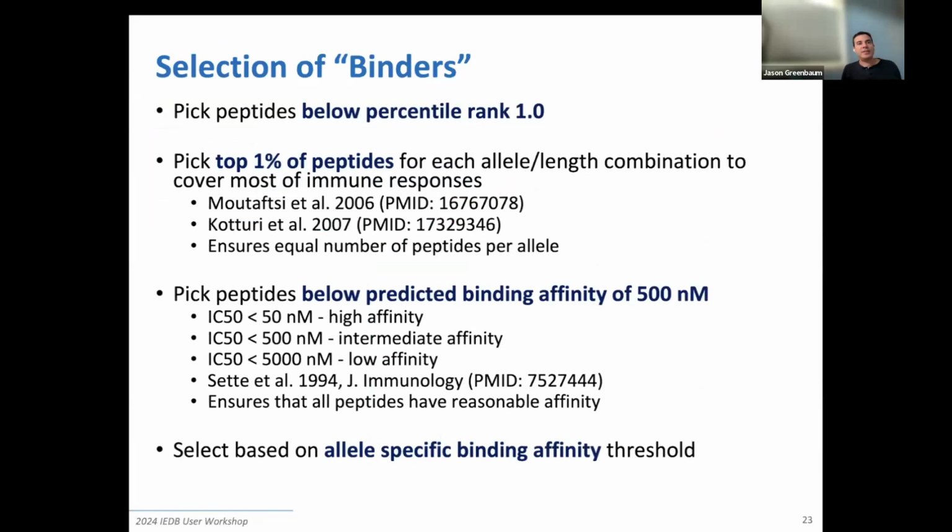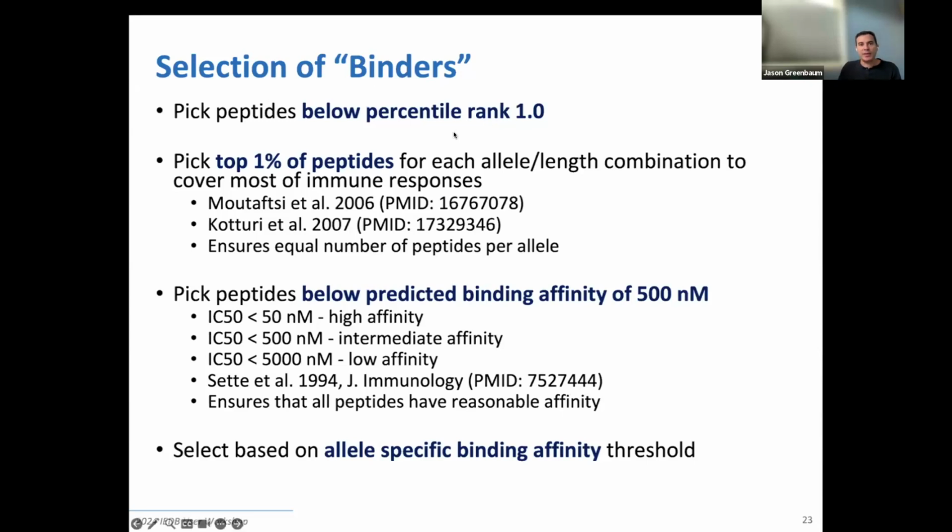So we've run our prediction, we have our output table. Now, how do we select the peptides that we want to move forward with? There's not one way that we recommend. There are multiple sane ways to do this, and we have a few recommendations for starting points. One is to pick peptides that are below a percentile rank of 1, where we know that that's going to capture the majority of binders for each allele.